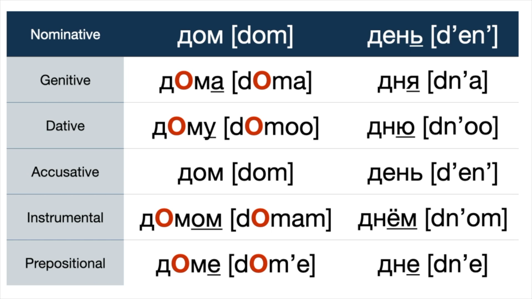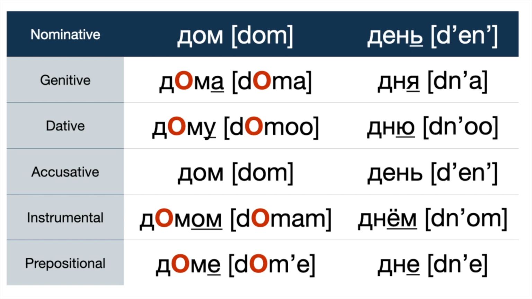Okay, let's go back to our words. The first word ends in a consonant. Dom, a house. Nominative, дом. Genitive, дома. Dative, дому. Accusative, дом. Instrumental, домом. Prepositional, доме.